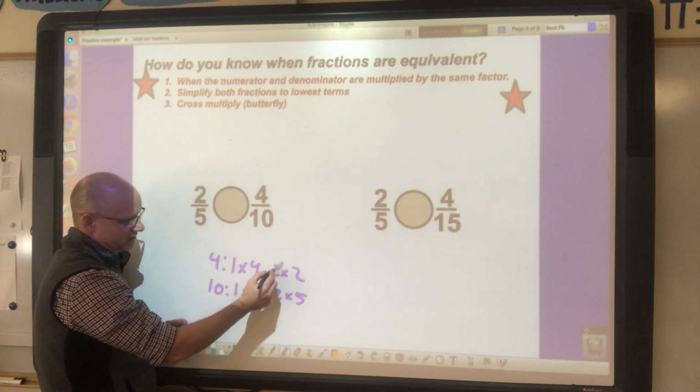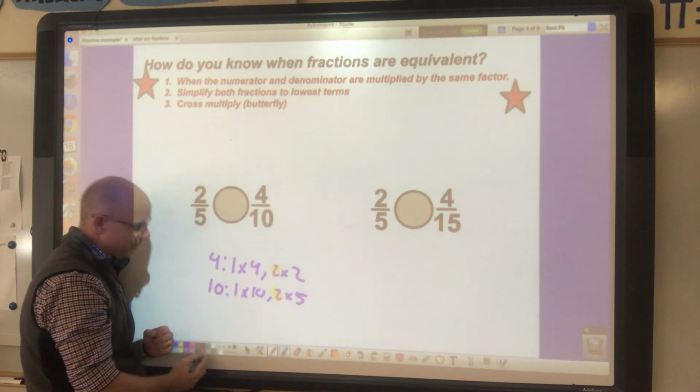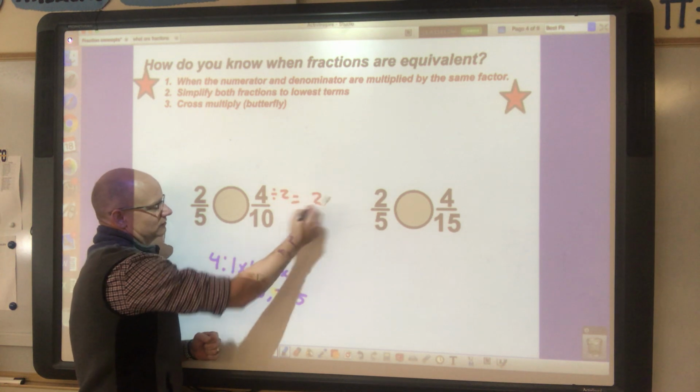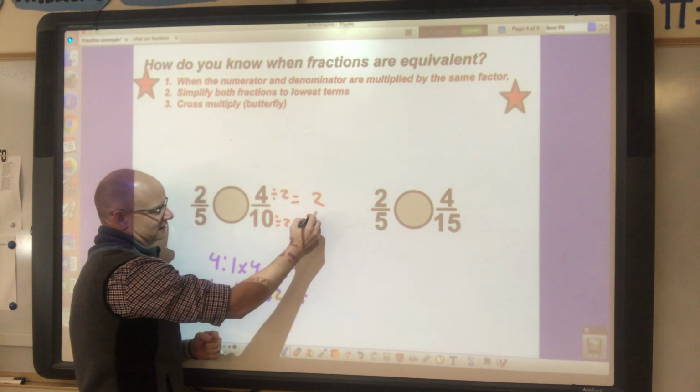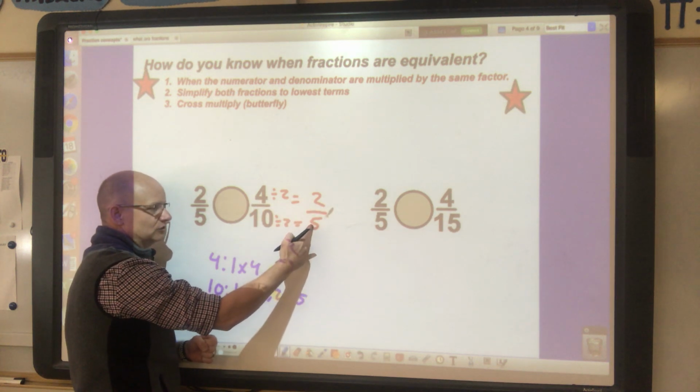4 and 10 share a common factor, 2. So you can simplify 4 and 10 by dividing both by 2. If I divide 4 by 2, I get 2. If I divide 10 by 2, I get 5. And you can see that 4/10 can be simplified to 2/5.